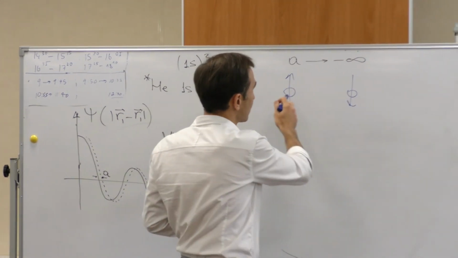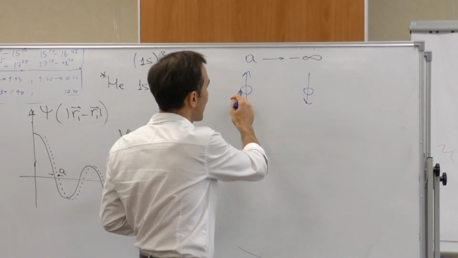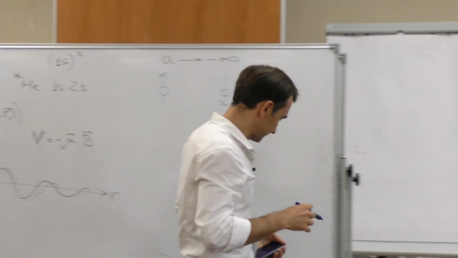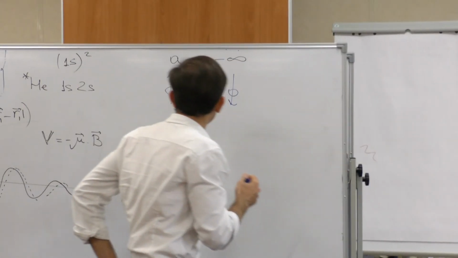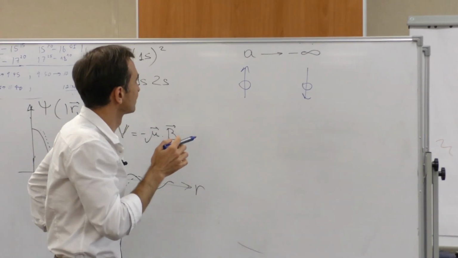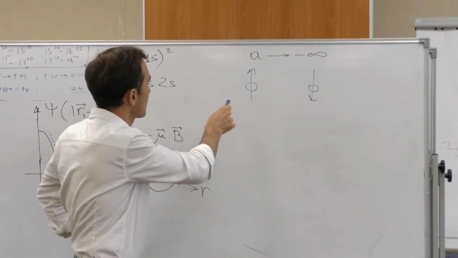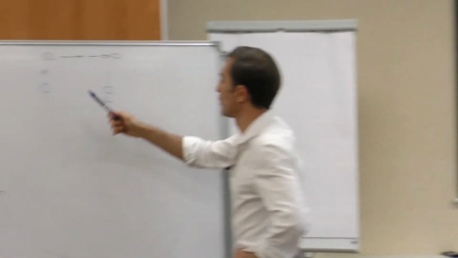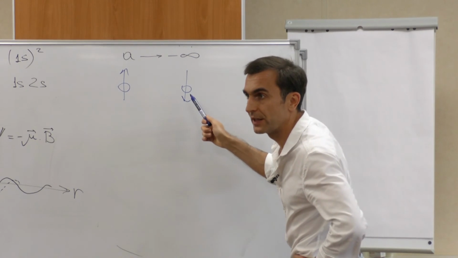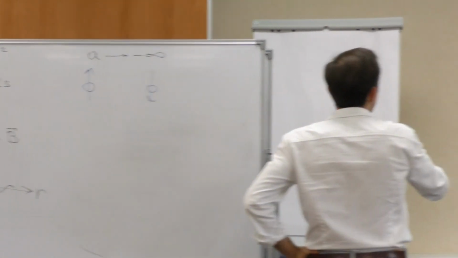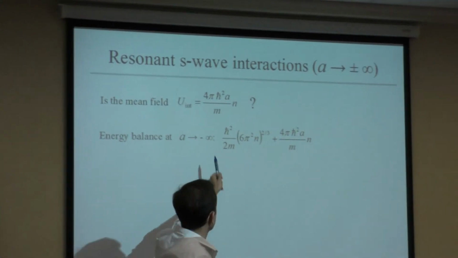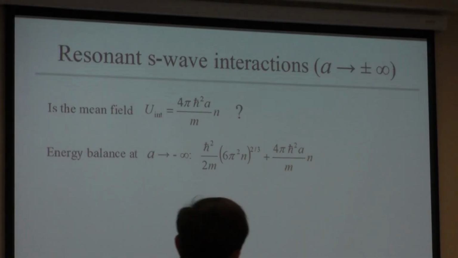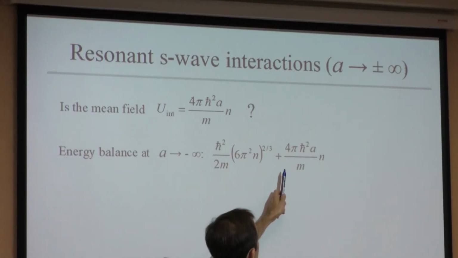So each atom interacts only with the other species with the opposite scattering length. This is the situation we are considering. Each species, both spin up atoms and spin down atoms, has a Fermi pressure, which holds the gas against collapse. And also there is this interaction term.